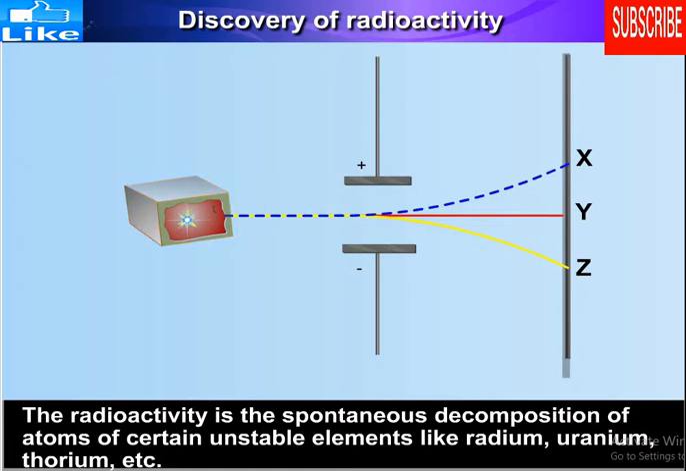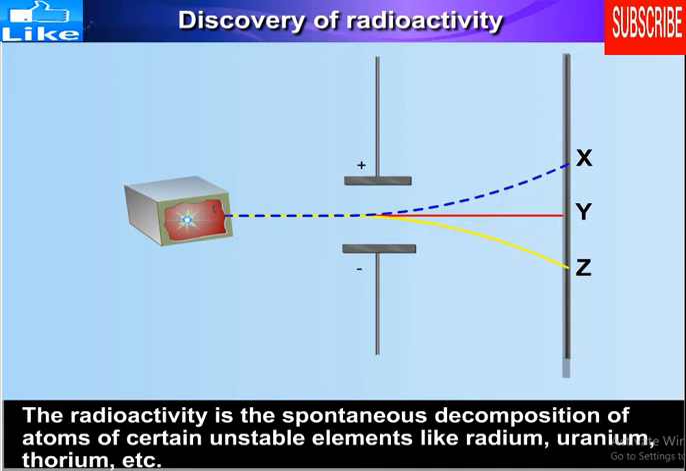The mass of alpha particle was found to be approximately 4 AMU, and has a charge of +2 units. It was proved that positively charged alpha particle is the nucleus of helium atom. Hence, alpha particle is represented as helium-4,2 or alpha-4,2.